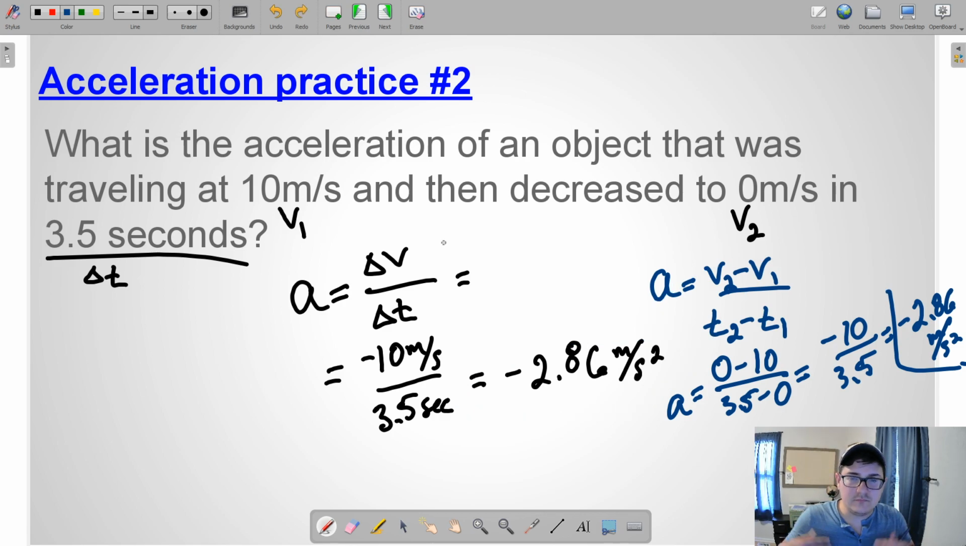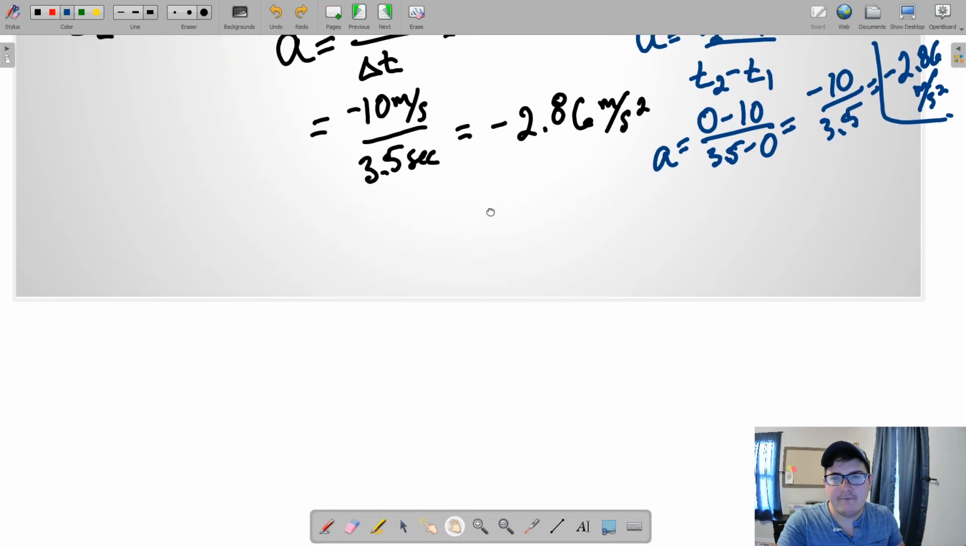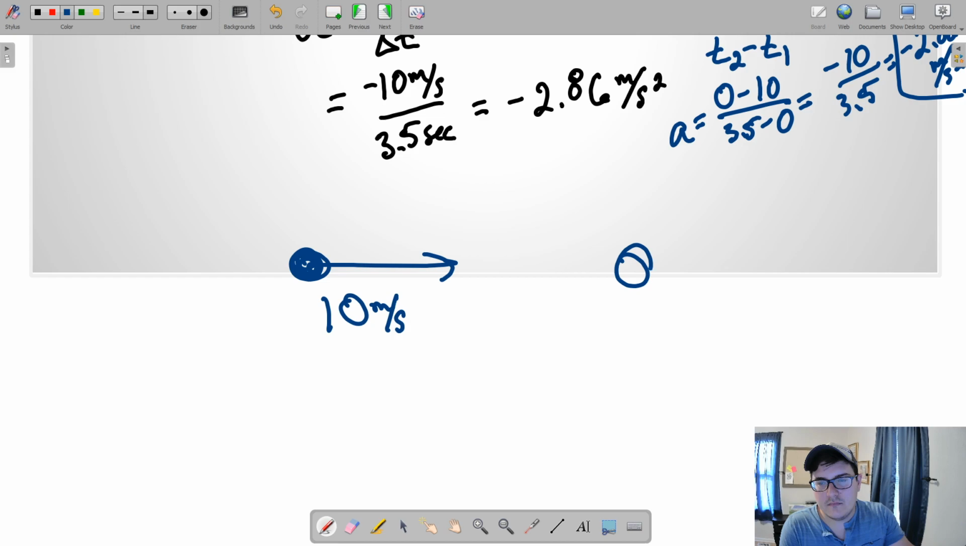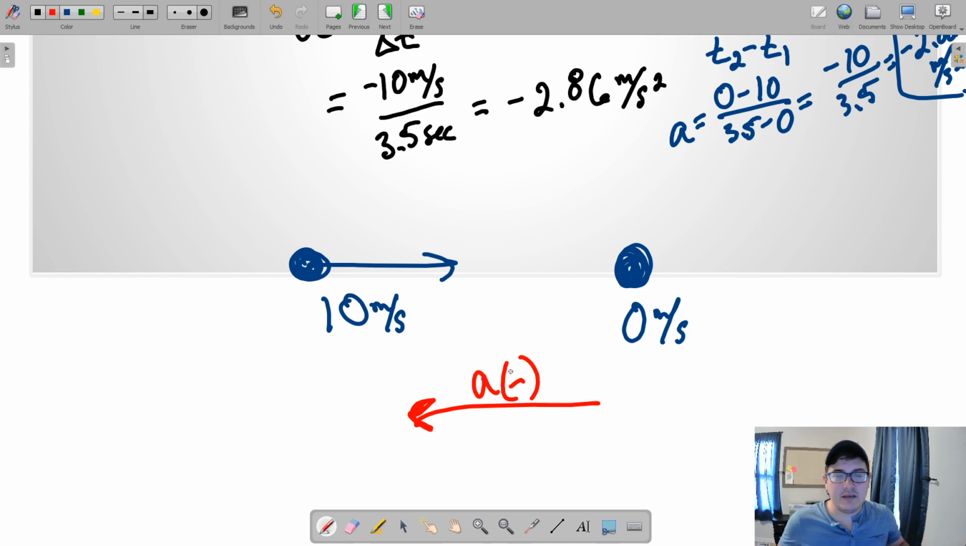All right, what is this object doing? So let's draw a picture. This object was initially going 10 meters per second, and then it's now going 0 meters per second. It has slowed down. Or what we can say, it has accelerated in the negative direction, meaning it is speeding up in the negative direction.